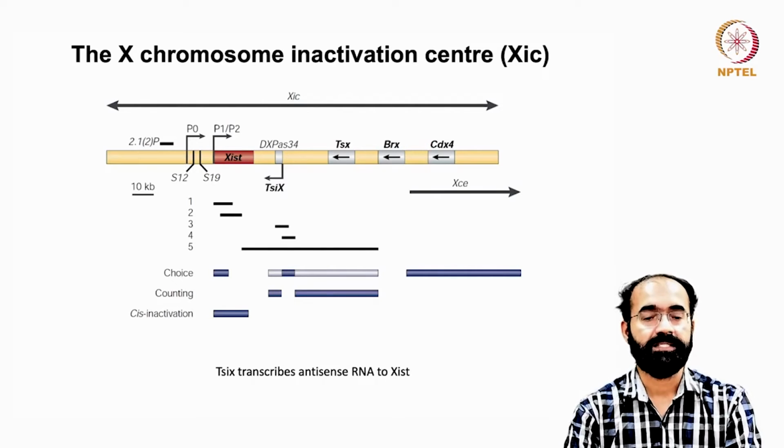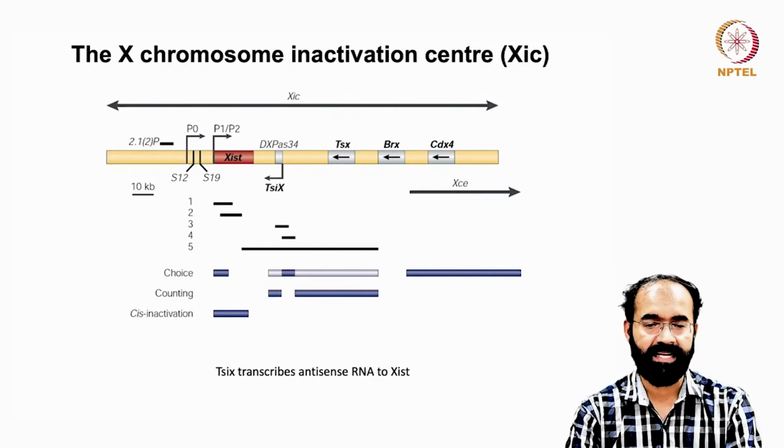So let us see in detail the X chromosome inactivation center, XIC. You can see here it is part of the chromosome itself, and this is the scale. So this much distance counts for around 10 kilobases, and the direction of various genes are also shown in arrow. Direction means which direction it is expressed, that is, 5 prime to 3 prime.